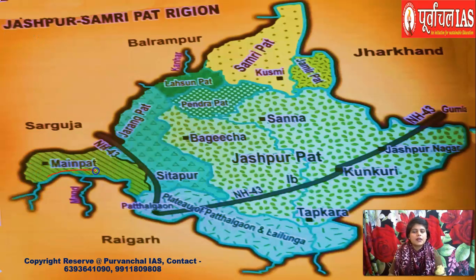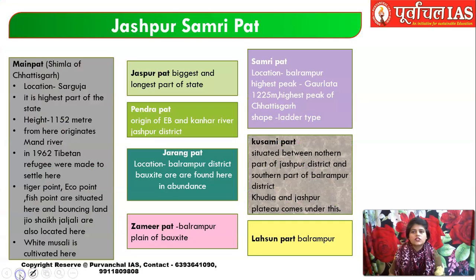So we have Mainpat here, the coldest place of Chhattisgarh, which is also known as the Shimla of Chhattisgarh. We have lots of Pats here. You can see Samri Pat, Jamir Pat, Lesoon Pat, Pendra Pat, Jarang Pat. So likewise you have so many Pats in this area. That is why we say that this is the Pat area, and then itself the Jashpur Pat. You can see the rivers such as Ib, a little bit of Kanhar flowing in this area, and then you have a little bit of Mand here. So these rivers drain the area of Jashpur Samri Pat.